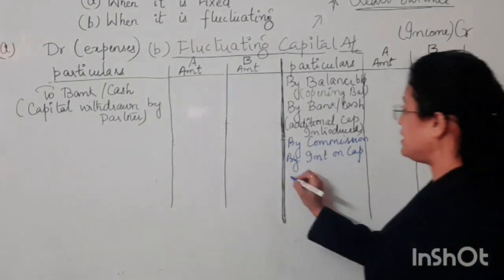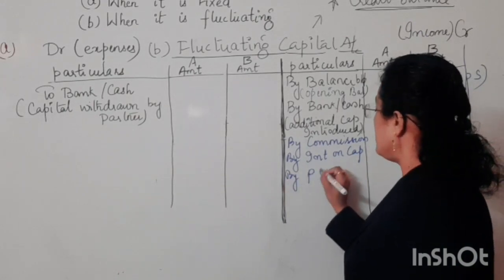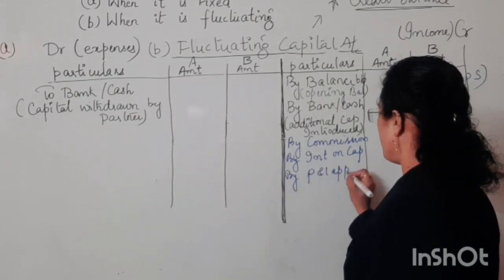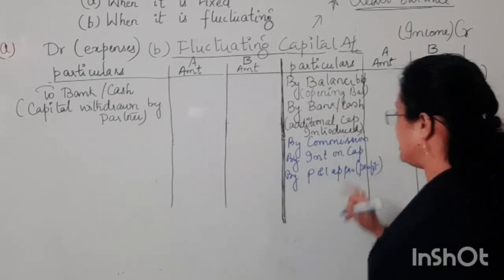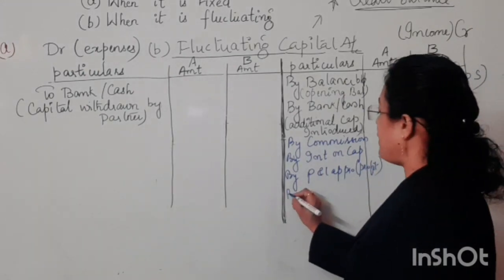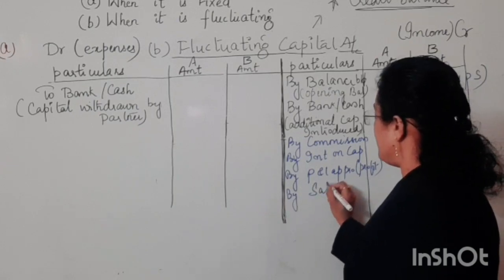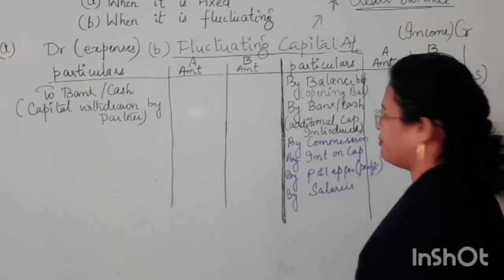And next, here by P, it stands for what? That is by P&L appropriation. So children, this is the same we have shown in the current account, that is the profit. And suppose the partners are entitled to any salary, so that will also be coming over here.